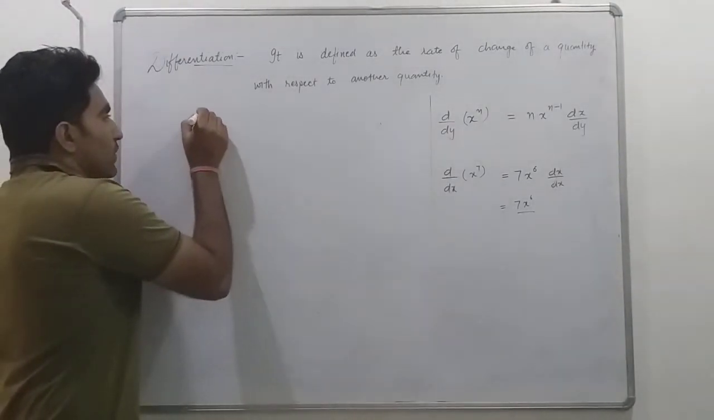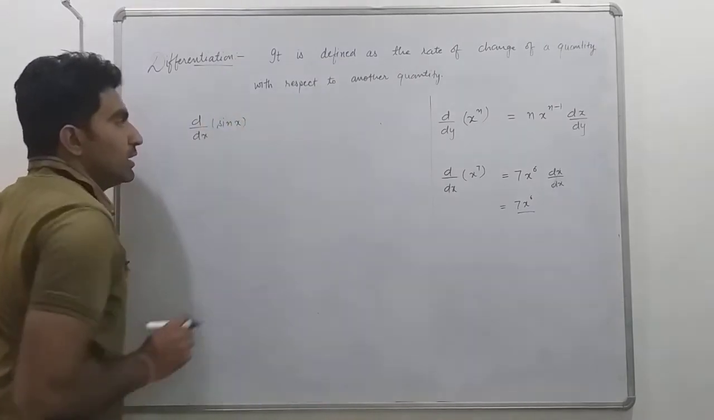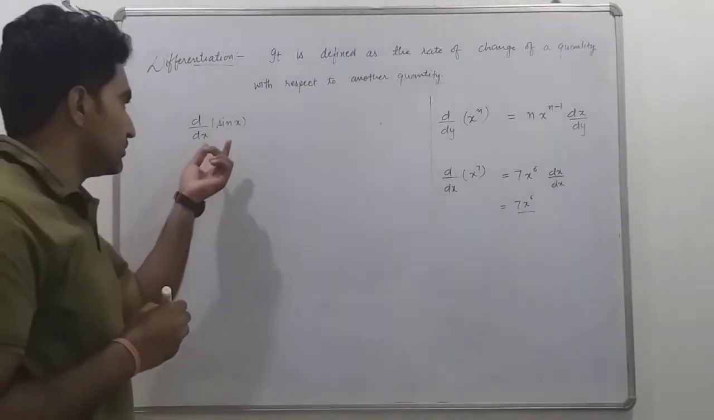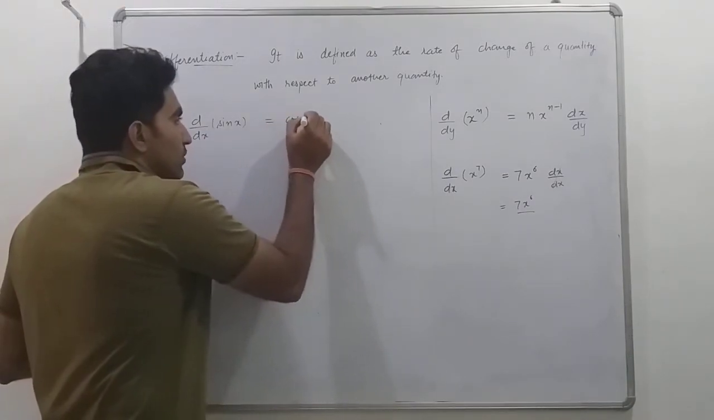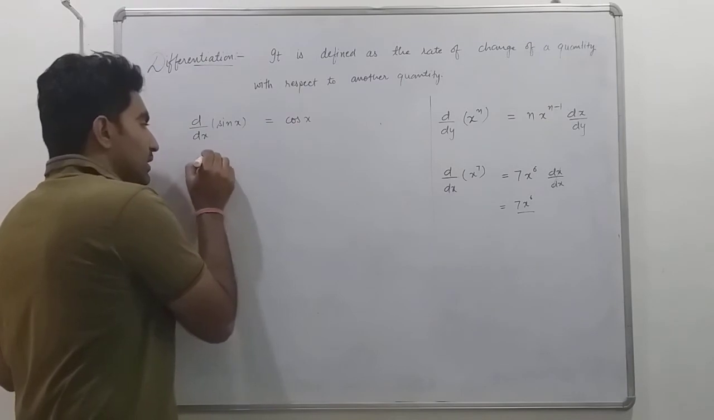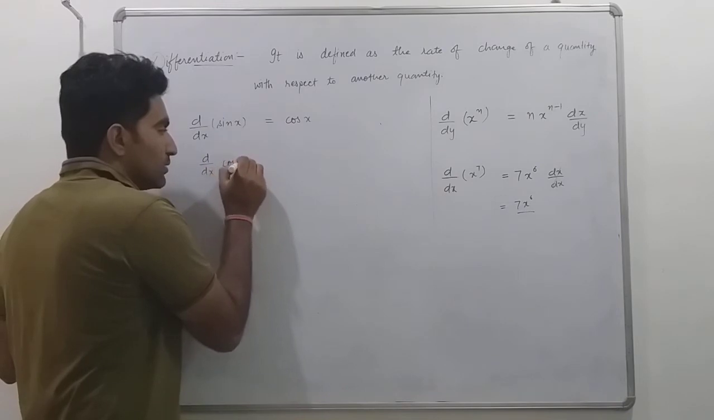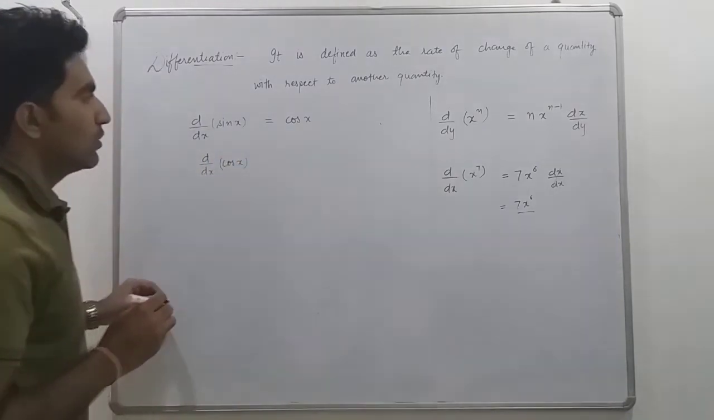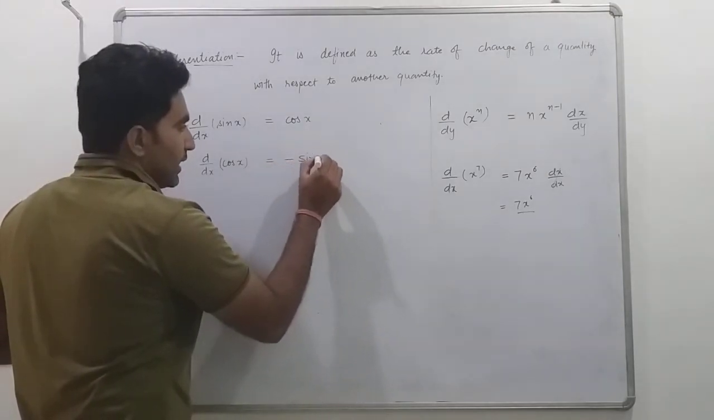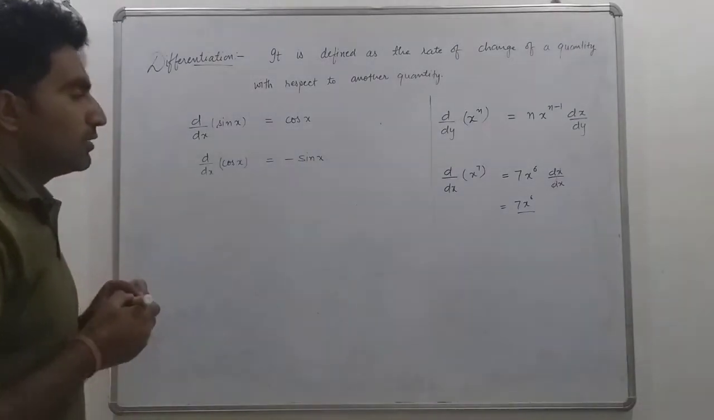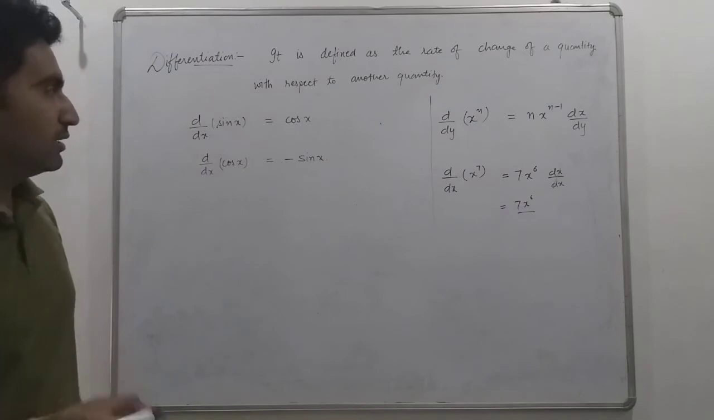Firstly, d by dx of sine of x. Differentiation of sine of x will be equal to cos of x. And similarly, d by dx of cos of x, the differentiation of cos of x will be equal to minus sine x. We will discuss only two terms here, sine and cosine.